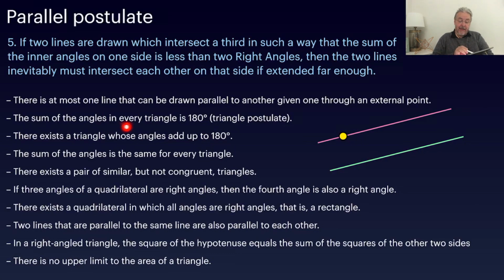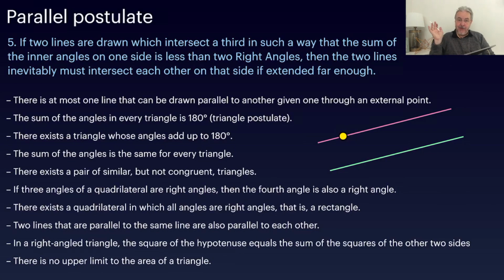The sum of the angles in every triangle is 180 degrees. There exists a triangle whose angles add up to 180 degrees. So you see, the angle sums of triangles are somehow very important in that context. The sum of the angles is the same for every triangle. There exists a pair of similar but not congruent triangles. If 3 angles of a quadrilateral are right angles, then the 4th angle is also a right angle.